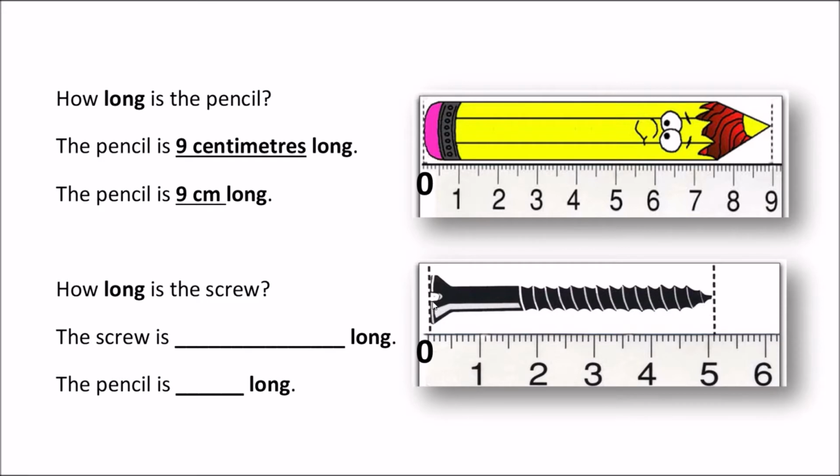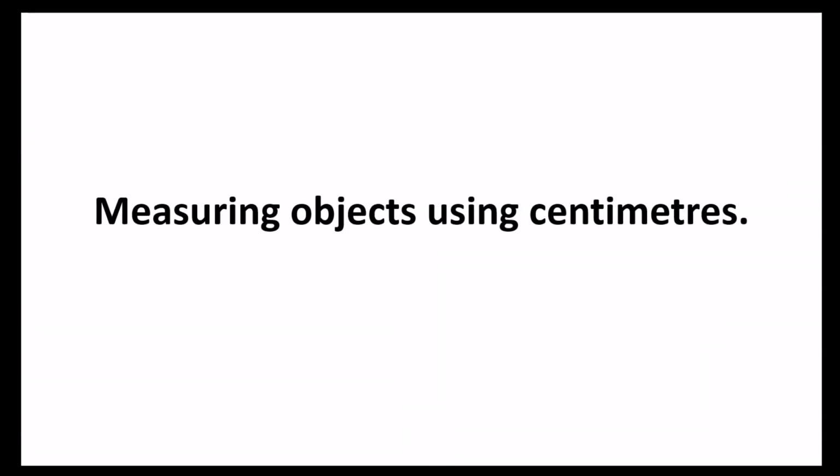How about the screw? We start at 0 and we count all the way along the ruler and we reach approximately 5. So we can say the screw is 5 centimeters long, or 5 cm long. How about measuring other objects using centimeters? Let's have a look at this video.